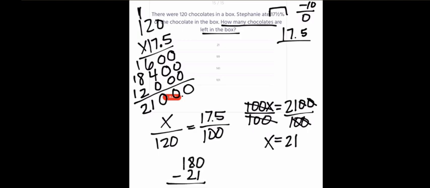So 120 minus 21, I borrow from here and make this one a 10. 10 minus 1, 9. I can't do that, so I borrow from here and make this one 11. 11 minus 2, 9. So how many chocolates are left in the box? There are 99 chocolates left in the box.